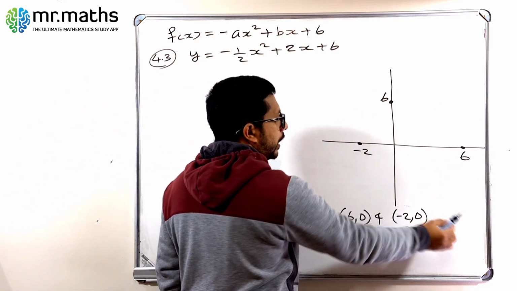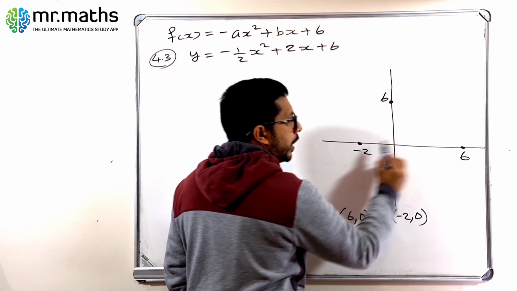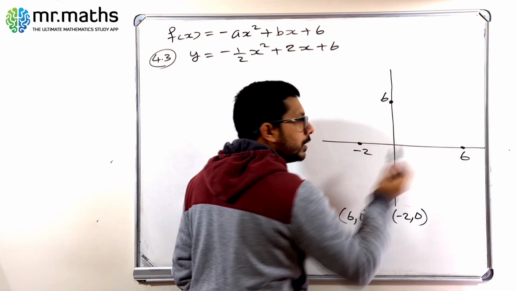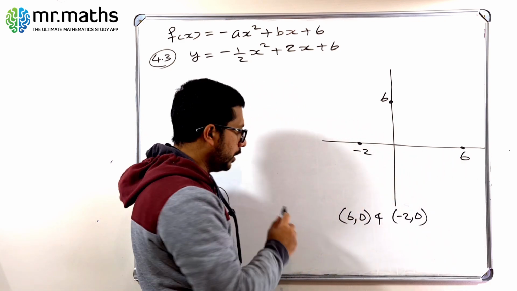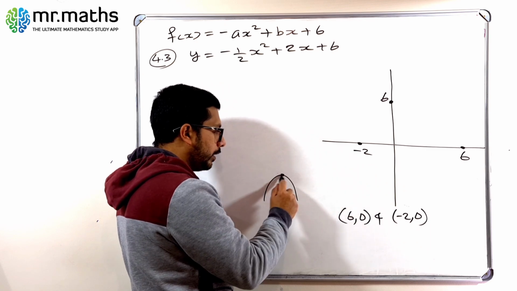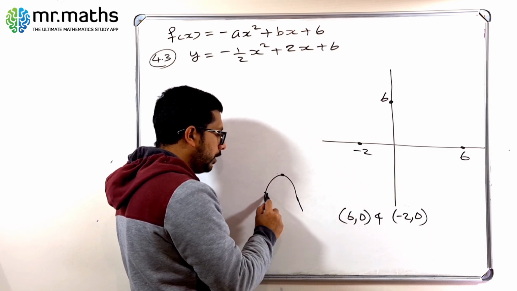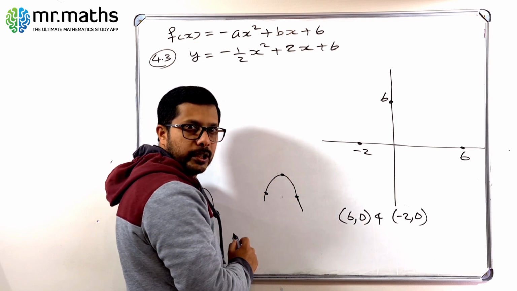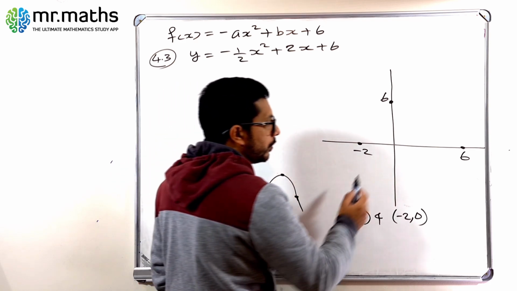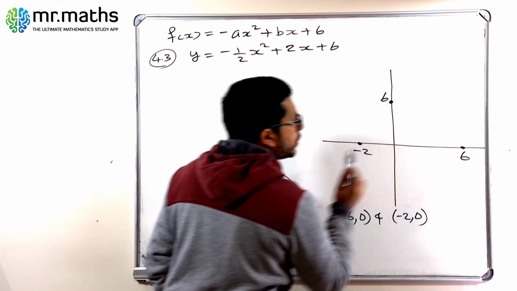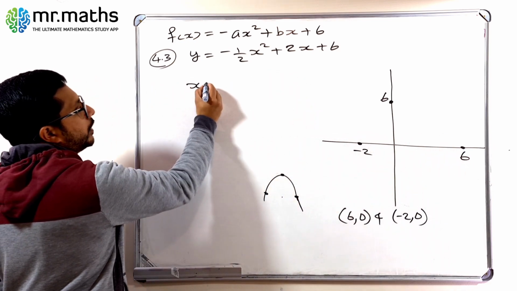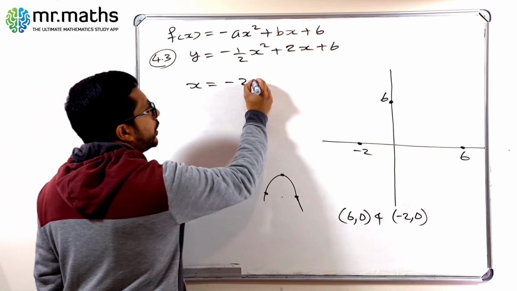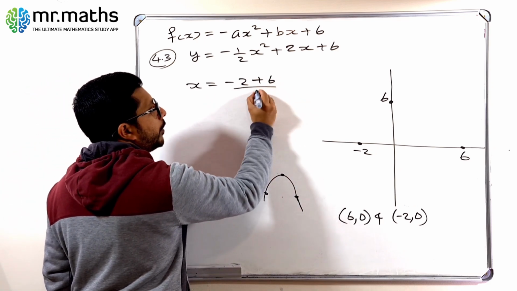The turning point of a graph lies between these two x-intercepts, in the middle of minus 2 and 6. Okay, the x value. So how can you find the middle of these two? The x value is the midpoint: x is equal to minus 2 plus 6 divided by 2.